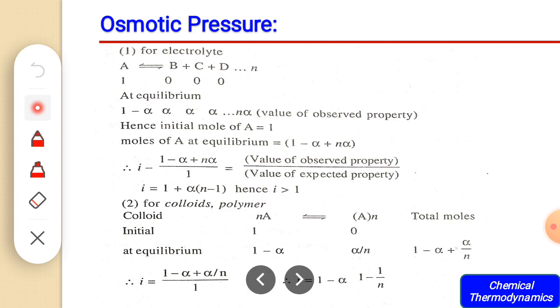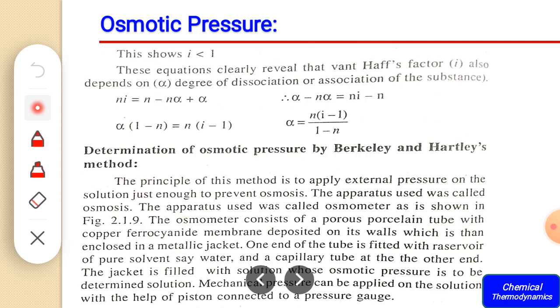while for the colloids, i is equal to 1 minus alpha into (1 minus 1 upon n). So this i is going to be smaller than 1 for the substances which undergo association. So the van't Hoff factor is always going to be smaller than 1.